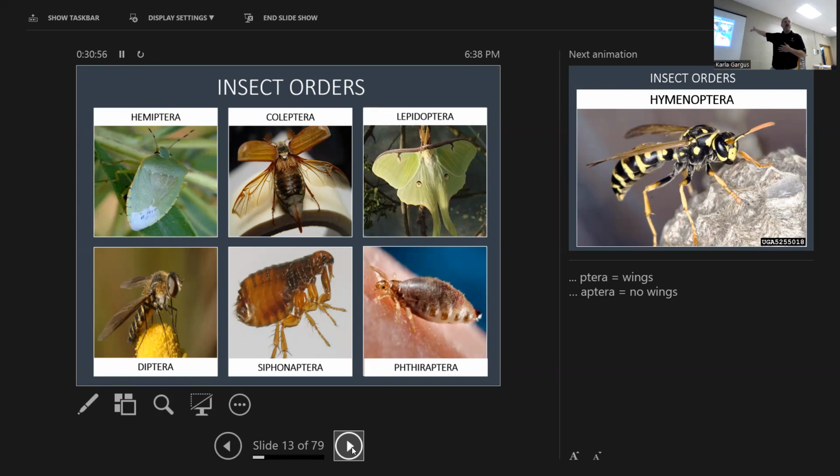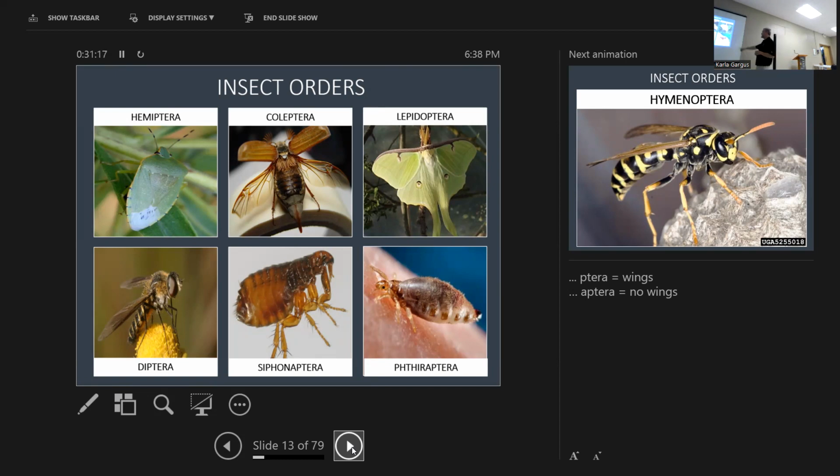Lepidoptera, the butterflies and moths, are these critters that have scale-like wings. Diptera, the flies, is a very, very large order. This one is Siphonaptera. So basically, they siphon the blood out of their victims. They have this pump that allows them to do that.